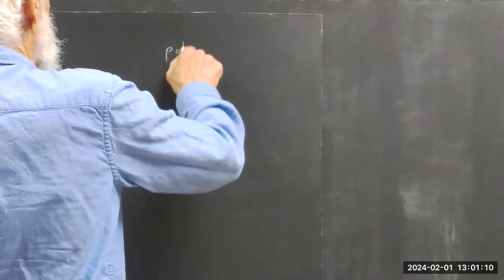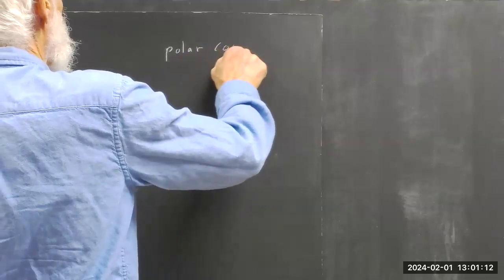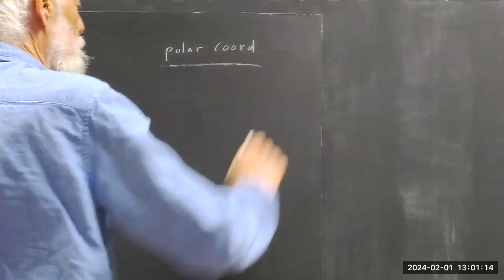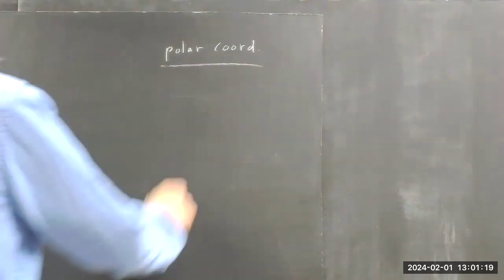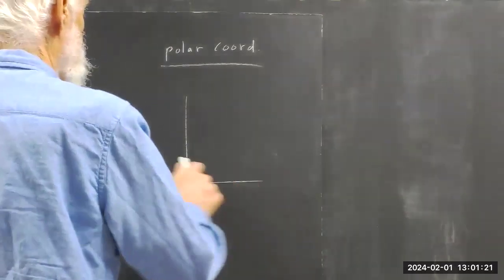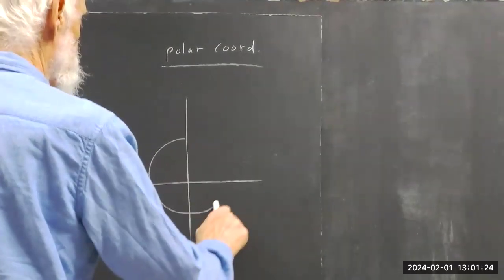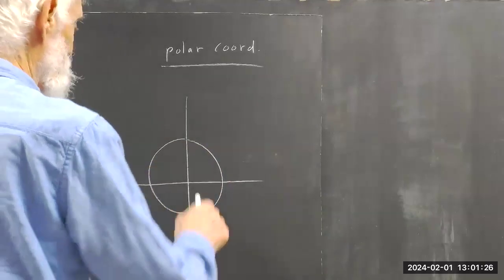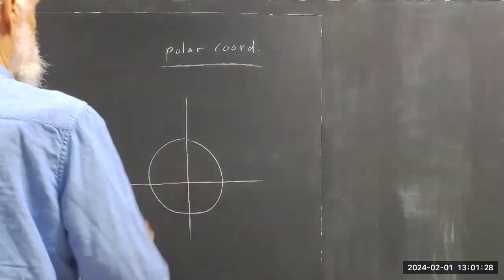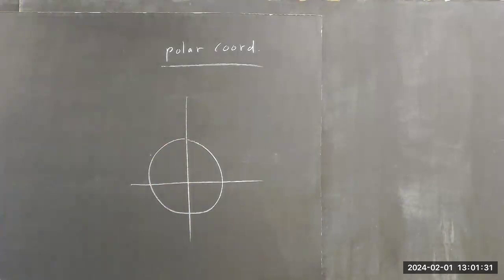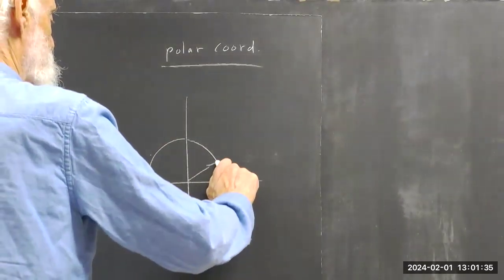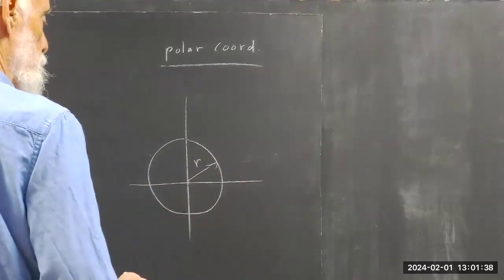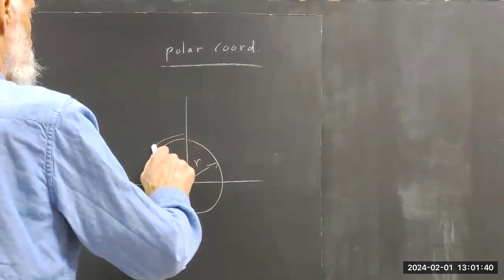First of all, let's review polar coordinates. I'm not going to review polar coordinates. I'm going to say a few things about polar coordinates. First of all, I should have drawn a circle first. Okay, here's a circle. I'll go into this quadrant because that's a better part of the circle. So we got radius r, and then another circle.